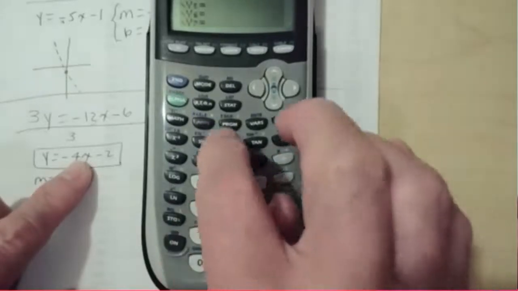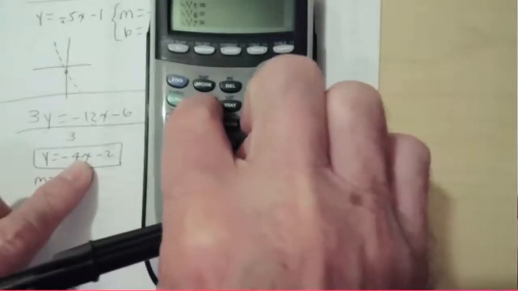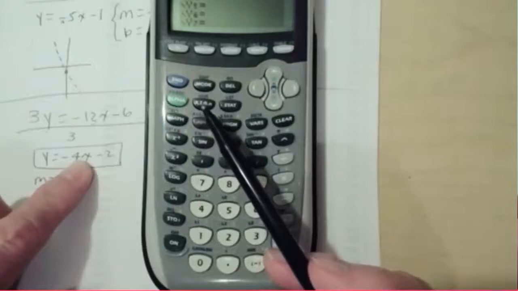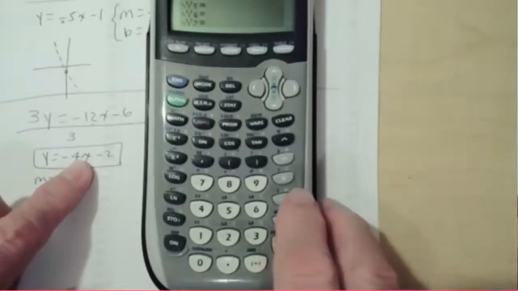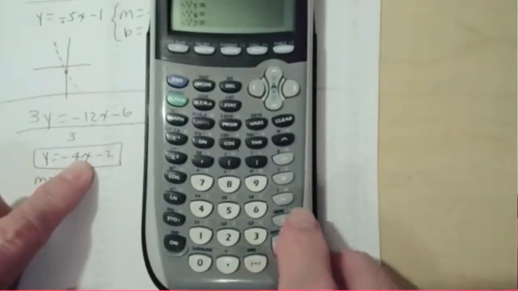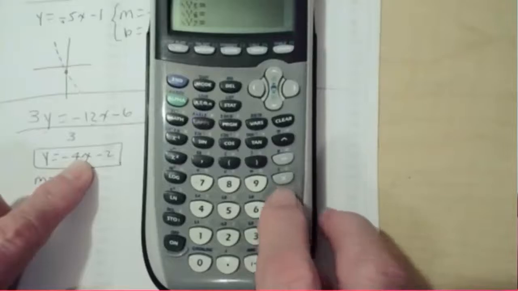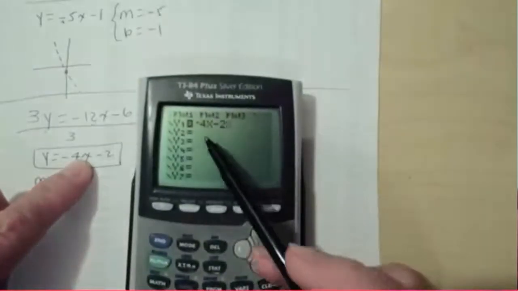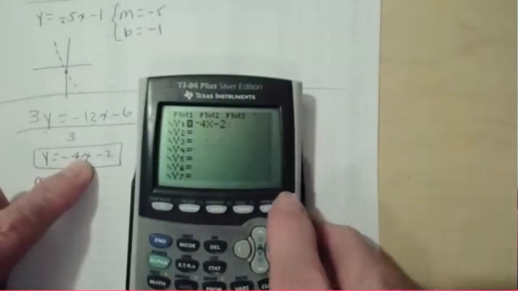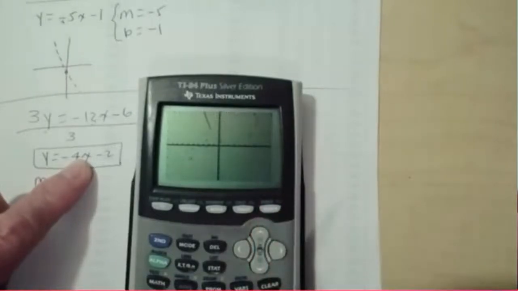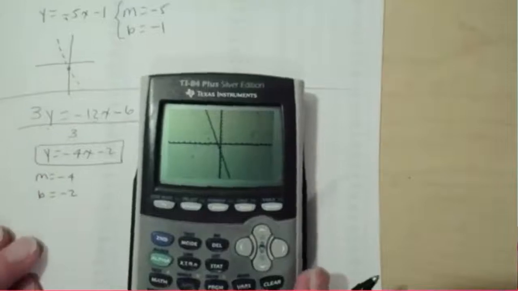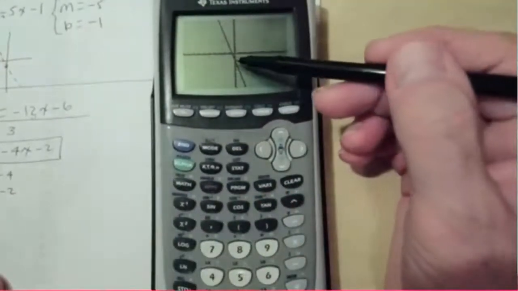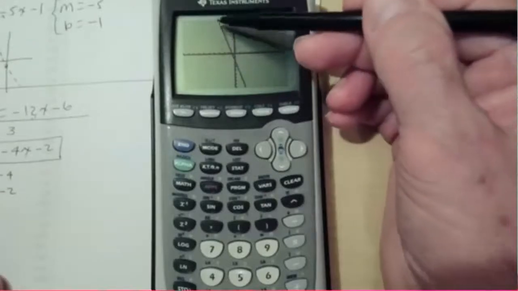This is the x, remember, the variable x. And then minus 2. We don't use this because it's not at the beginning, minus 2. Double check to make sure you put it in right. Negative 4x minus 2. Hit graph. And there we have it. Okay, it crosses the y-axis at negative 2. Has a slope of negative 4. Negative 4 is pretty steep, going down to the right.